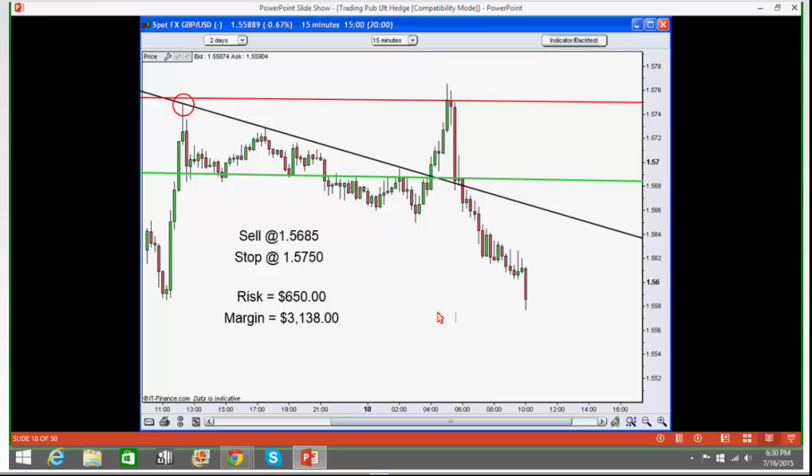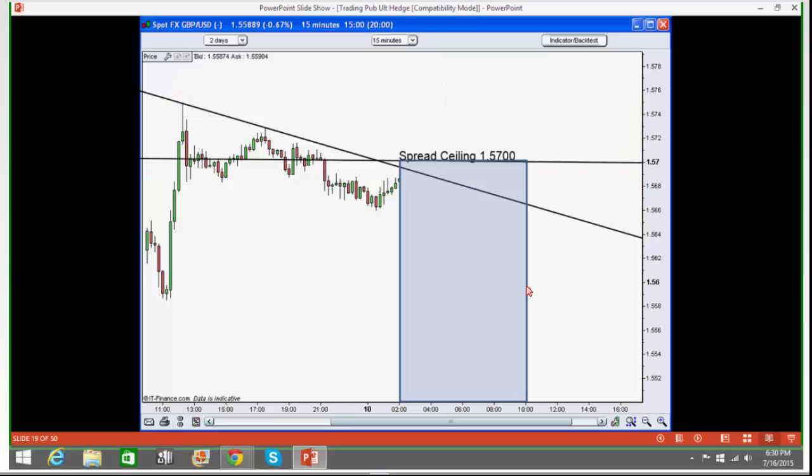So, we got in that trade. We had to put up $3,000 to do the trade. We lost 650 bucks, and then it went in our direction. Great. Okay? Let's just look at what if we were trading Nadex spreads as opposed to trading spot Forex.